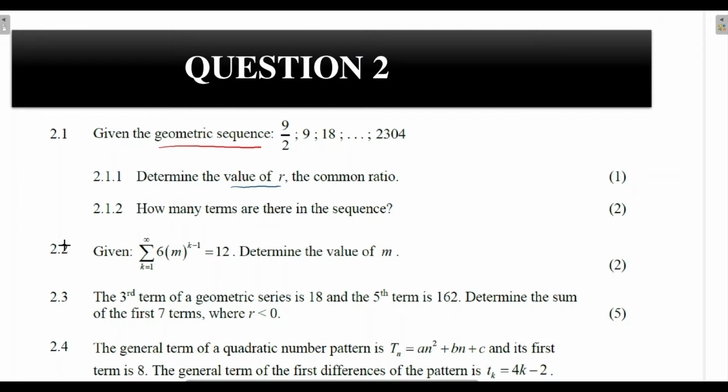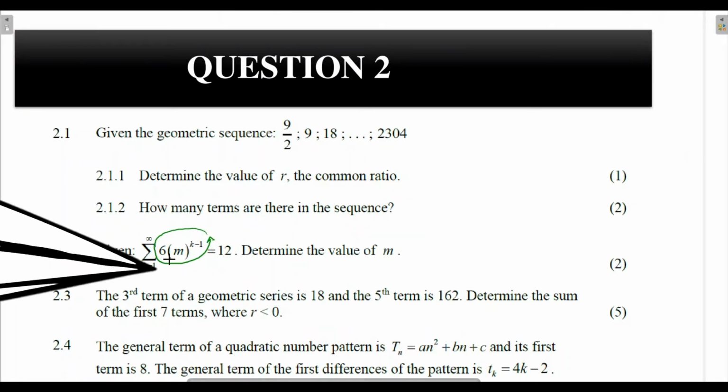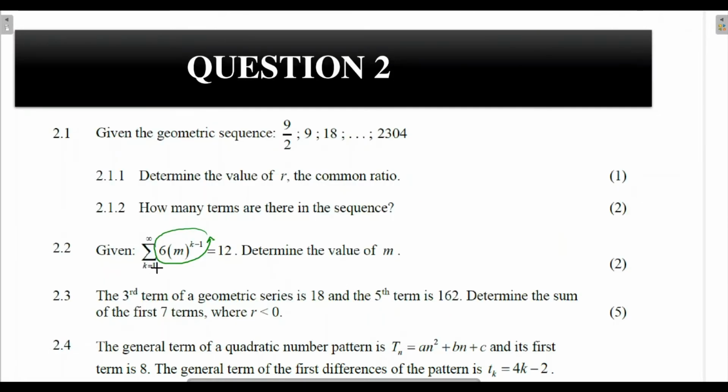Question 2.2. Given that the sum of this infinite geometric series is equal to 12, determine the value of m. Okay. So we know that we are dealing with an infinite geometric series, guys. If you're lost as to why I'm saying this is a geometric series, please make sure you watch this video where I give an in-depth explanation about the different types of series that you will be tested on, right? So this is a geometric series, and the sum of this infinite geometric series is equal to 12, and we need to determine the value of m. Okay, this question is out of 2 marks.